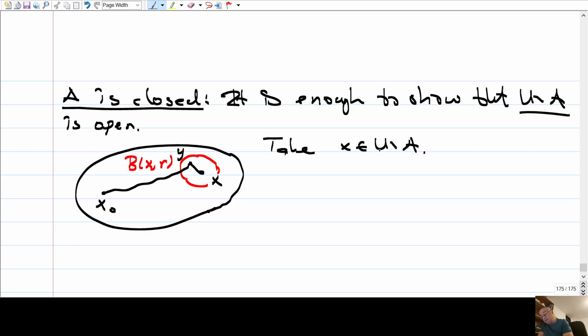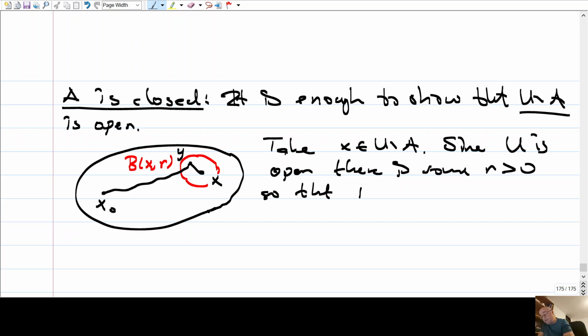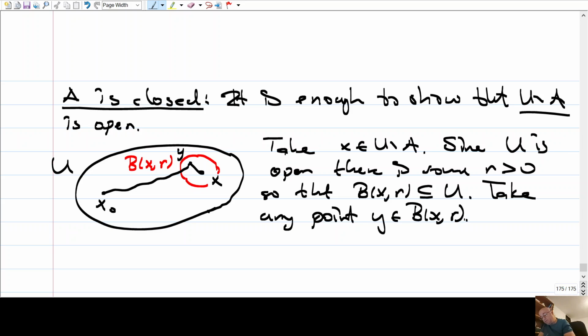So I start with x in u minus a. Since u is open, there is some r positive so that bxr lies inside u. Okay. Now, what I said, take any point y in this ball. All right.